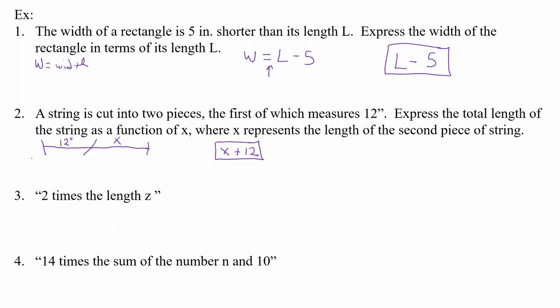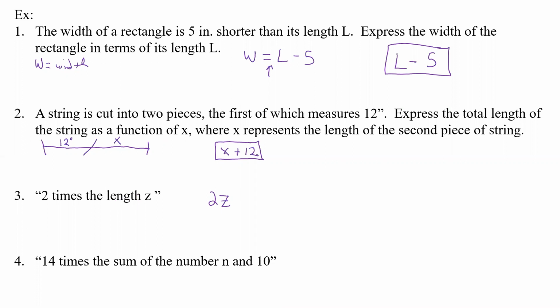All right, how about the next one? 2 times the length of z. Okay, well, 2 times, and we're calling z the length, but we don't care about that length. All we're going to do is take 2 times z. We're just taking 2 times that length, which is z. Okay. What about the next one?